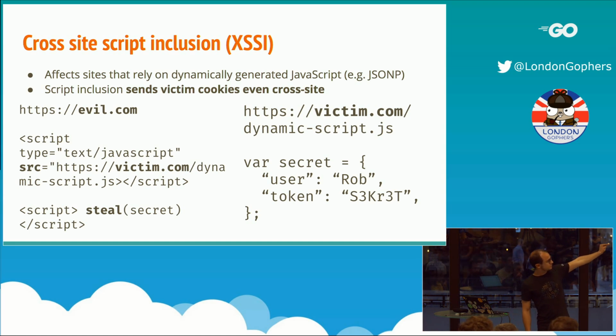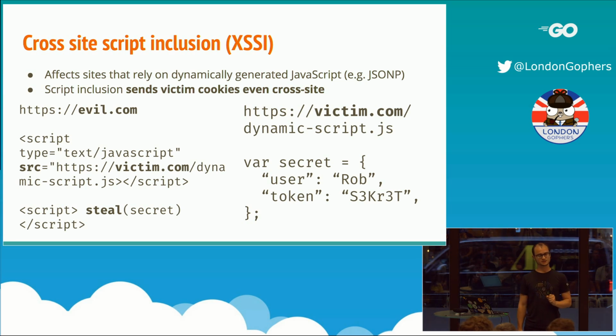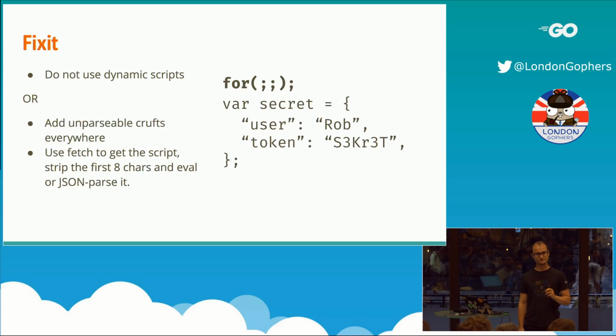This was not exactly nice. So we thought, how can we fix this? So what if we added an infinite loop at the beginning? So if you source it same origin, you can always take the content, strip the first 8 characters, and eval it, which is bad on so many levels, but this is how we're doing it nowadays.